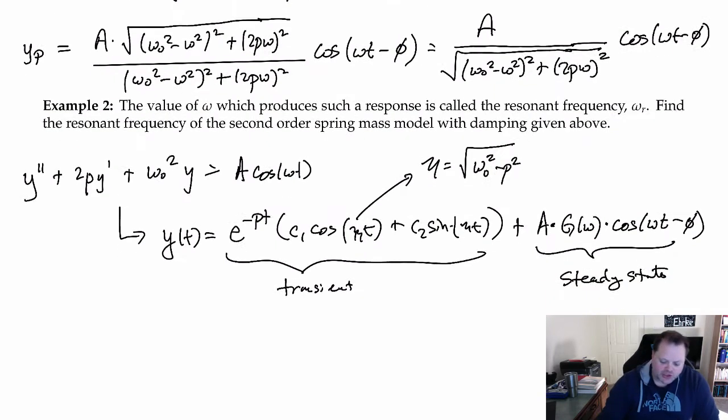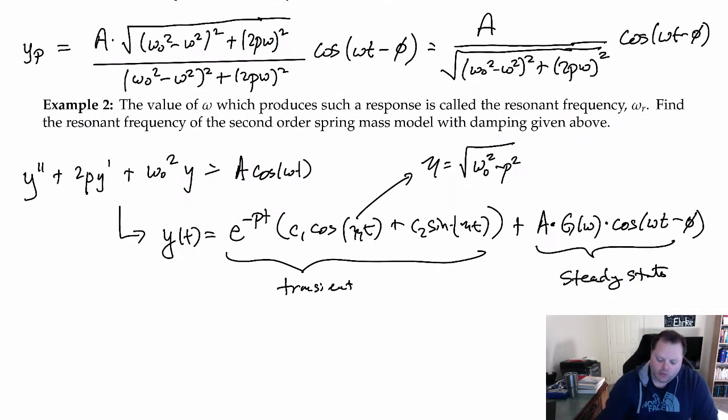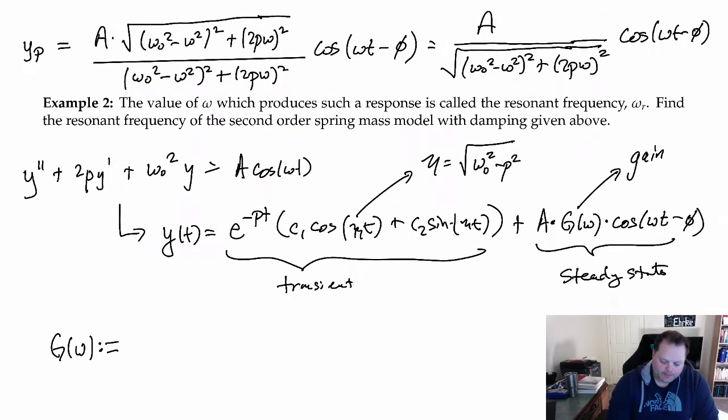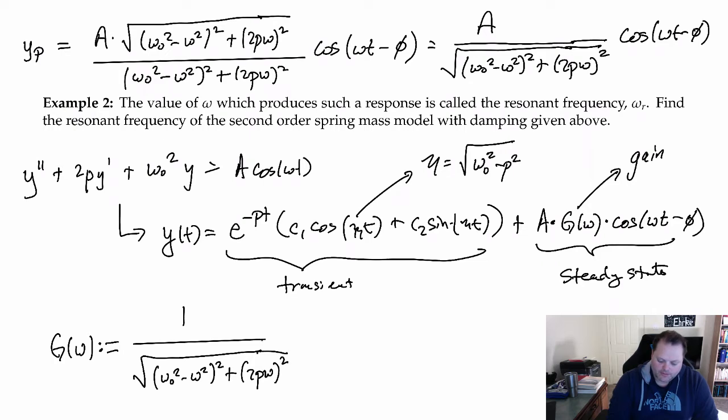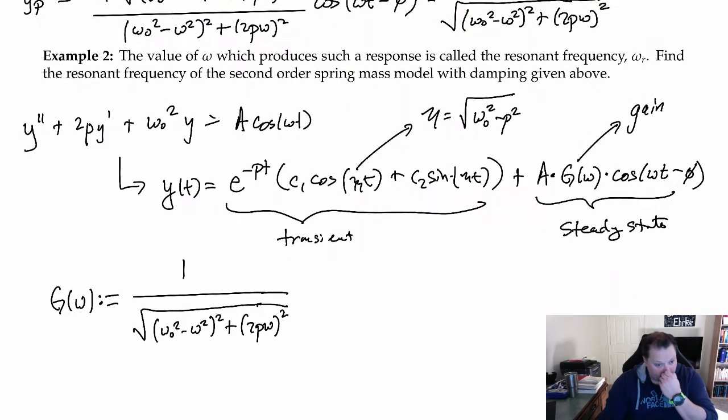So this function g of omega is very, very important. It's known as the gain. Let me write down its formula, and it's best to memorize this formula. So it's 1 over the square root of omega naught squared minus omega squared, squared, plus 2p omega squared. So this is the gain of the oscillator.